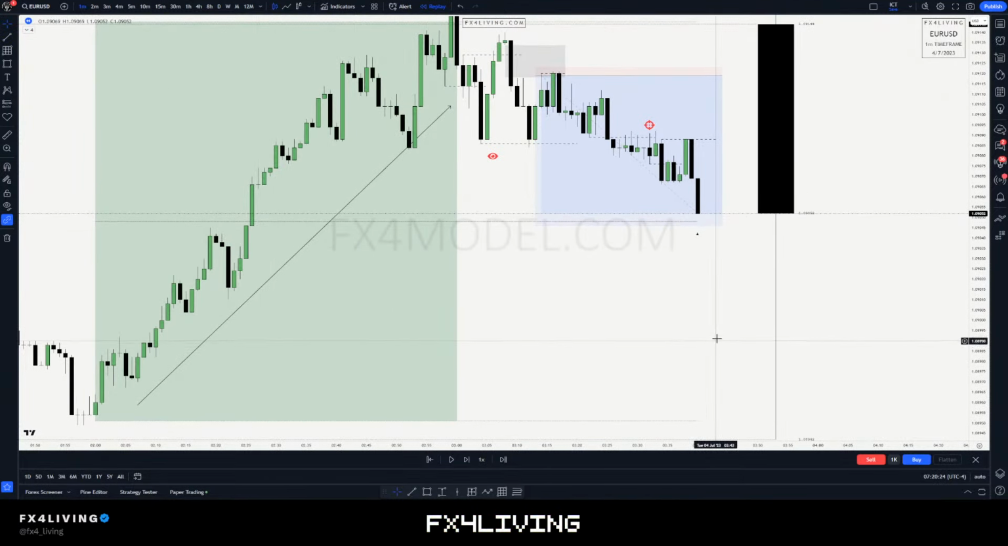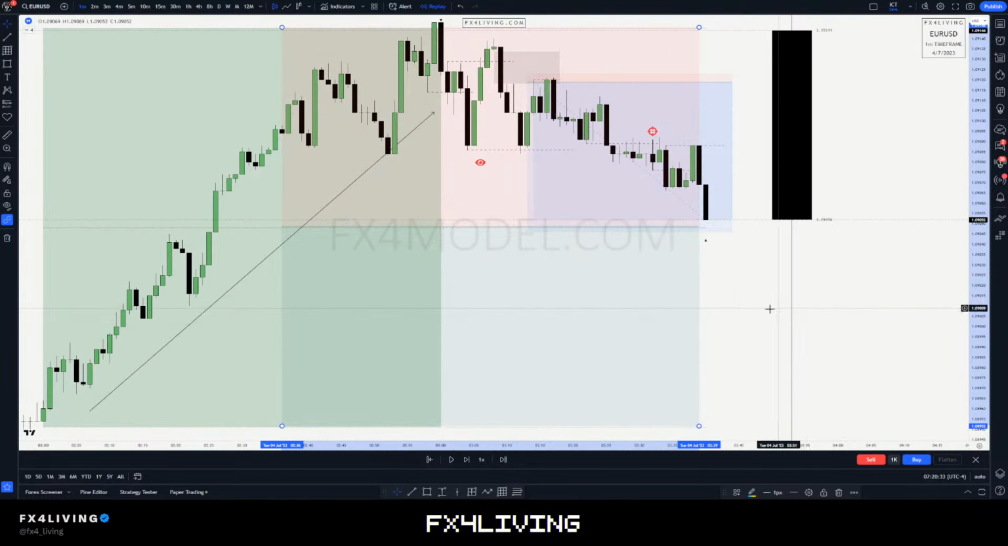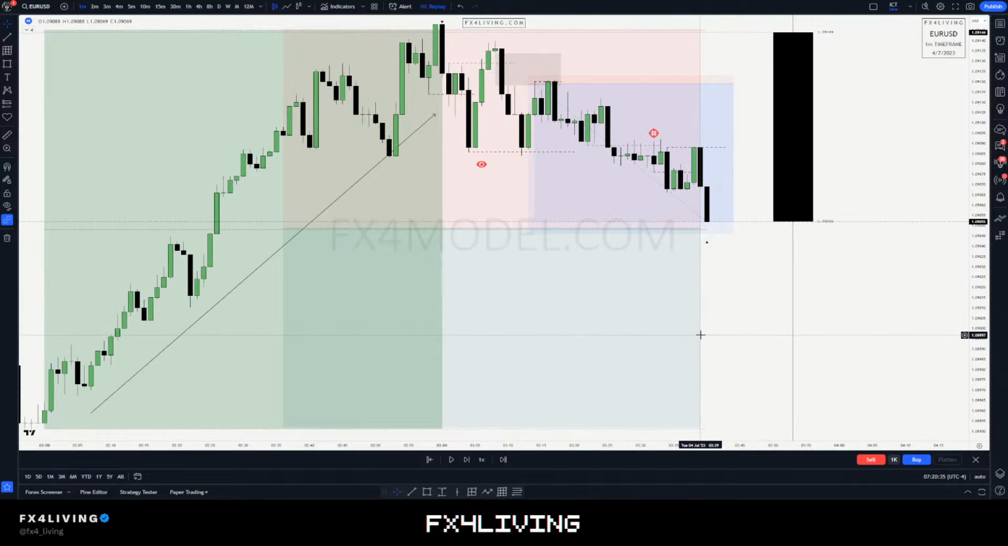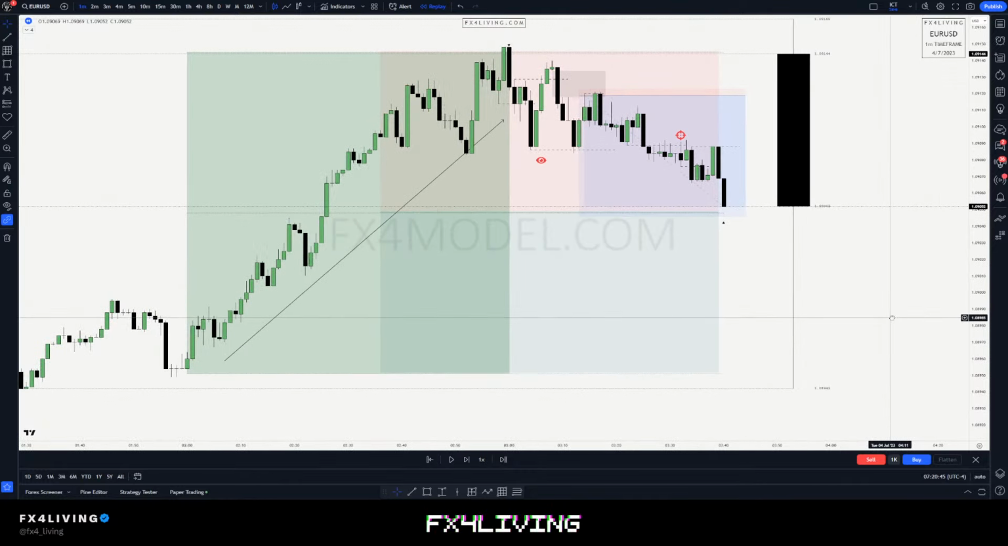So this imbalance almost filled. We almost back on the 50% of the previous hour. This is your premium range, discount range from the previous hour, right? So that's why I want to take some partial, right? And I want to take my profit at the 50%.